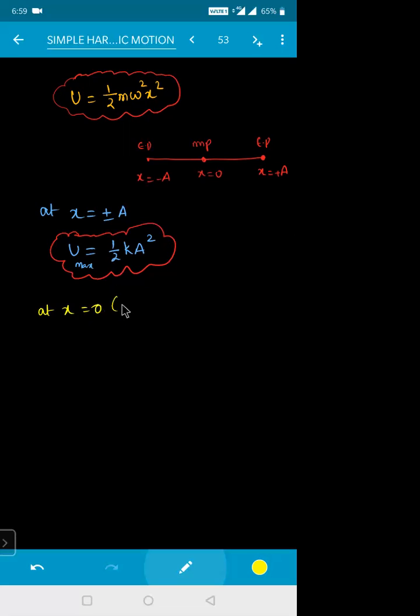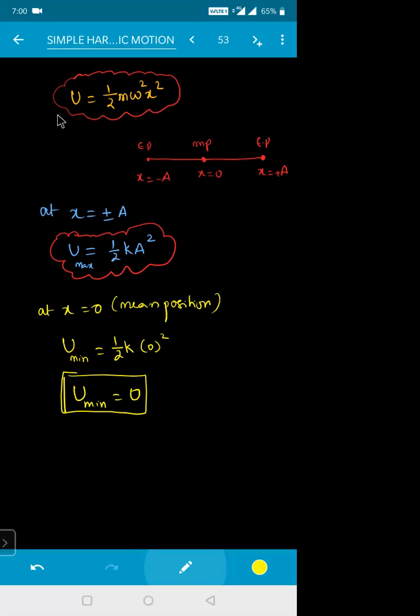At the mean position, x is equal to 0. That means U at the mean is equal to half into k into 0 square. That means the minimum potential energy will become how much for me? 0.